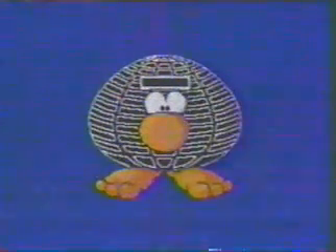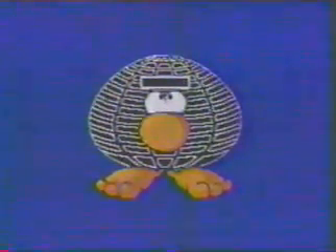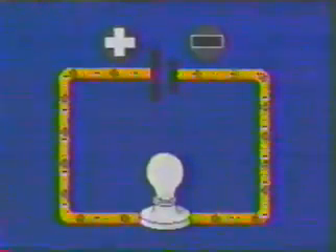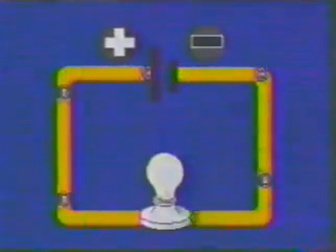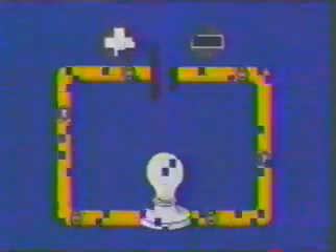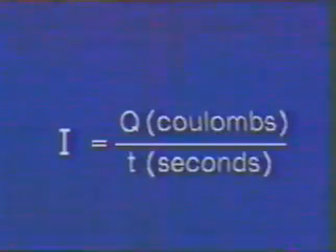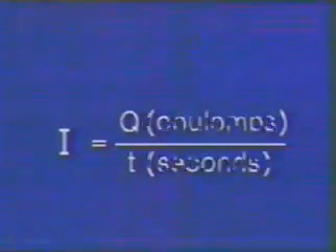It's difficult to visualize a group of electrons, so instead, let's have this critter represent 1 coulomb of charge. And instead of picturing our circuit like this, we can visualize it like this. Now we can calculate current by dividing the charge in coulombs by the time in seconds. Coulombs per second are called amperes.